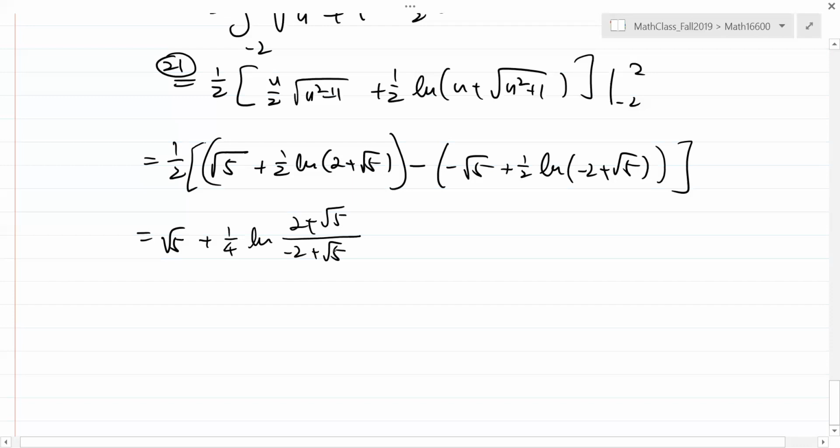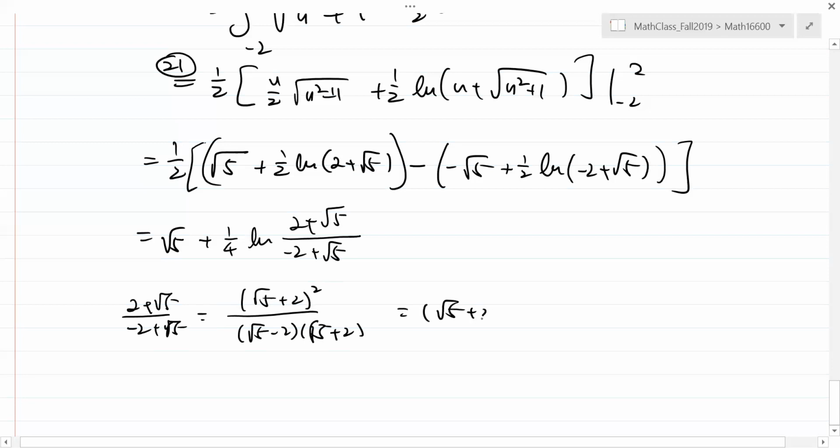Okay, you can rationalize the denominator. So it's 2 plus square root of 5, negative 2 plus square root of 5, is going to be square root of 5 minus 2 over square root of 5 plus 2. Here, square root of 5 plus 2 squared, and the denominator is just equal to 1. Okay, that's it. Square.